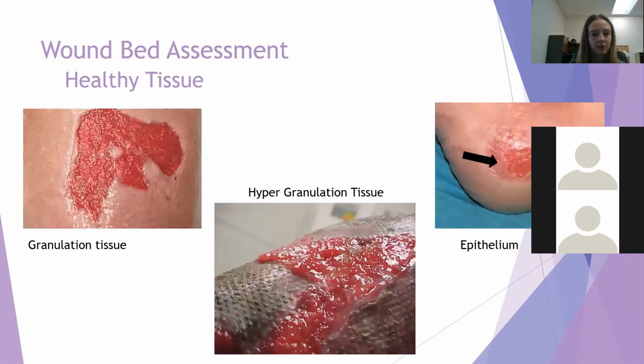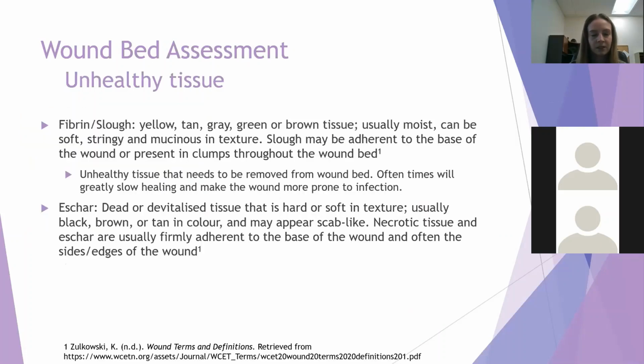This is a picture of all of it: the granulation tissue, the beefy red hamburger, a picture of the hypergranulation coming up above, and then the epithelium coming in from the side. Some of the unhealthy tissues: fibrin slough. It can be yellow, tan, gray, green, or brown tissue. It's usually moist and can be soft, stringy, and kind of mucousy in texture. Slough may be adhered to the base of the wound or present in clumps throughout the wound bed.